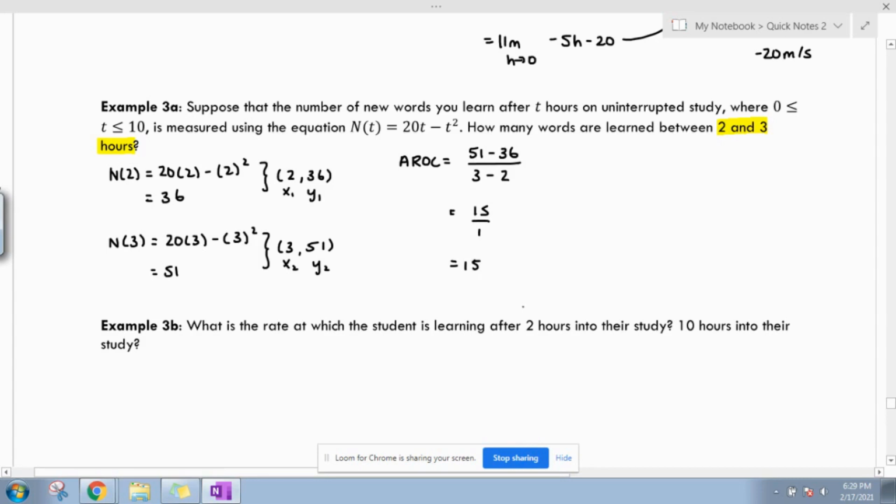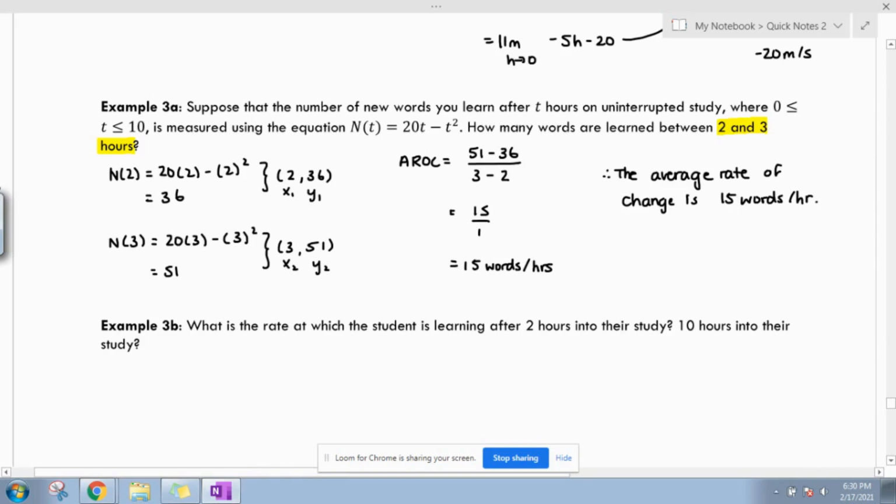Now, in this particular case, what is the unit for our rate of change? In this particular case, you have to know your independent variable and your dependent variable. So your dependent variable here would be words, and your independent variable would be your time, which is in hours. So the average amount of words that you would be learning per hour is 15 words per hour in the time period of 2 and 3 hours. So therefore, the average rate of change is 15 words per hour.